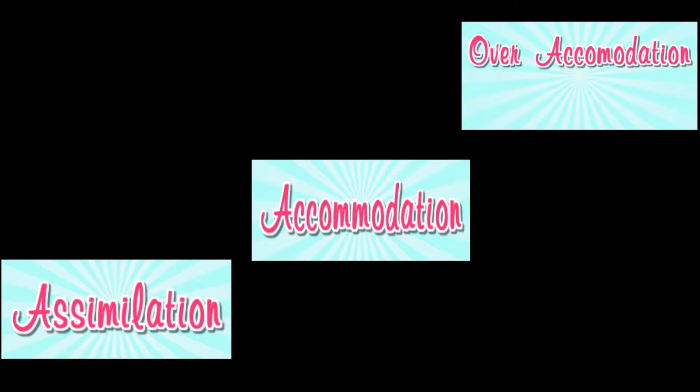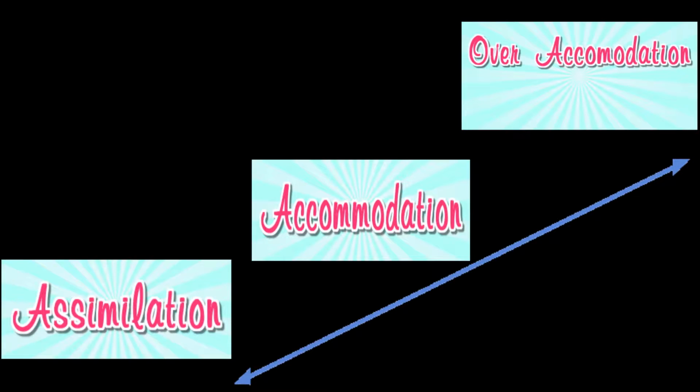The final change that can happen is over-accommodation. This is where our beliefs can take on the opposite nature. In this scenario, it could be the idea that I have no control and I can't trust myself with the simplest task. As you can see in this example, the belief has gone to the opposite end of the scale. Accommodation is what we aim for in CBT.